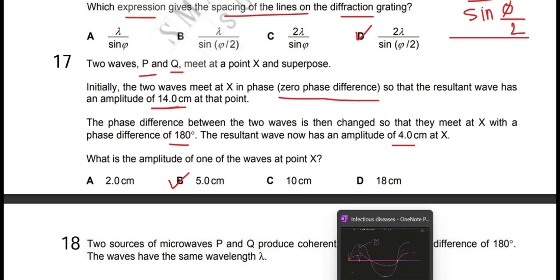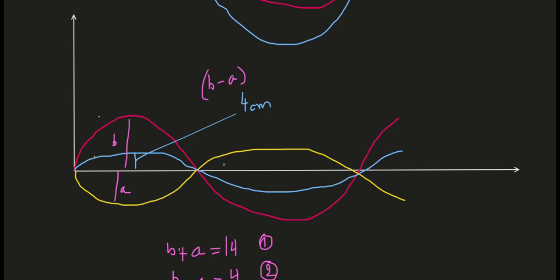But then, when the phase difference was changed to 180 degrees, which appeared like this, P and Q became opposite to each other, so their amplitudes become opposite to each other. That time the equation turns out like B minus A. B was bigger than A, so the overall resultant displacement is now 4. So that's why I wrote B minus A. If it was A minus B, then the resultant would have been negative 4, but it was positive, so that's why B minus A.